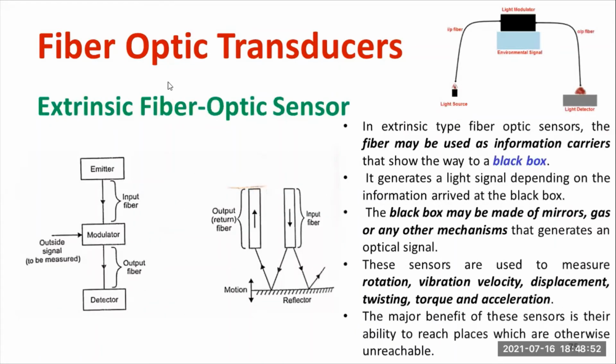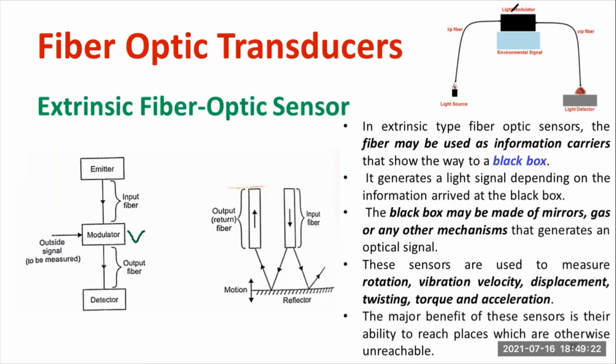If I talk about the extrinsic type of fiber optic sensor, the sensing will not take place inside the fiber optic sensor. In the extrinsic type, the main function of the optical fiber is only for transmitting the data. But sensing will not take place within the fiber. Sensing will take place outside the fiber, from the modulator. Here it actually takes place.